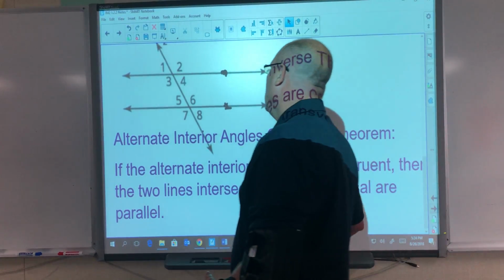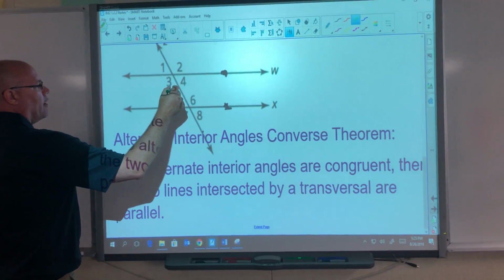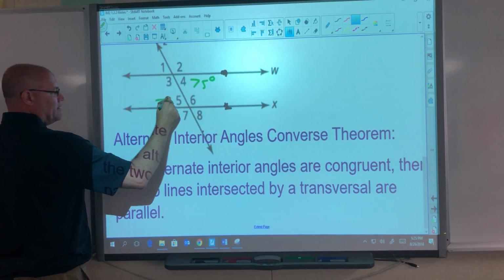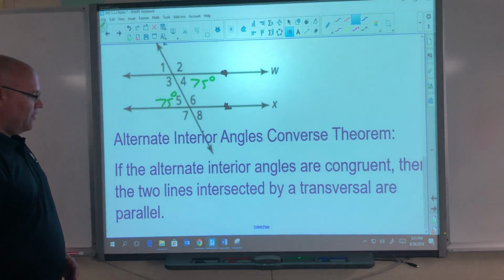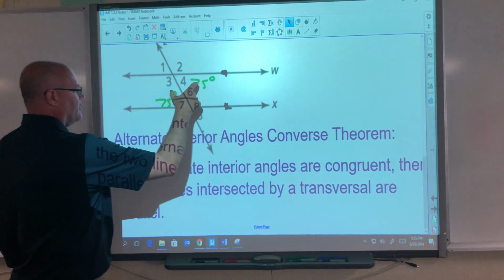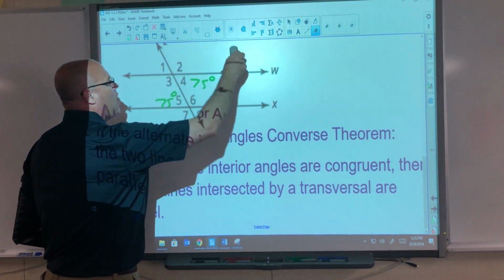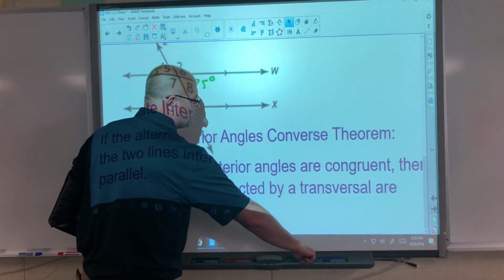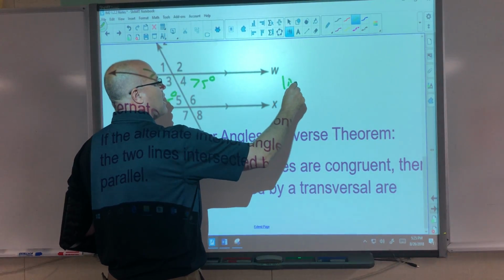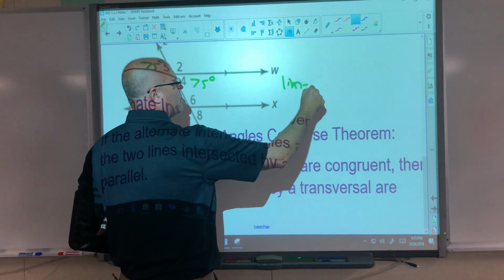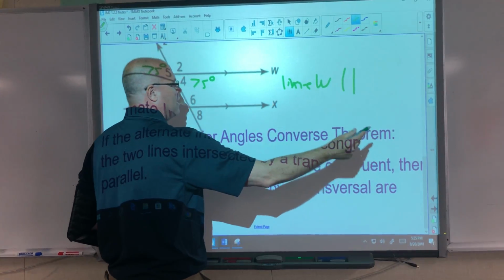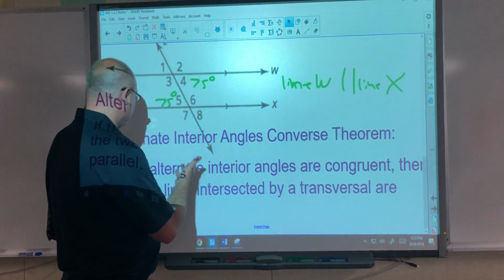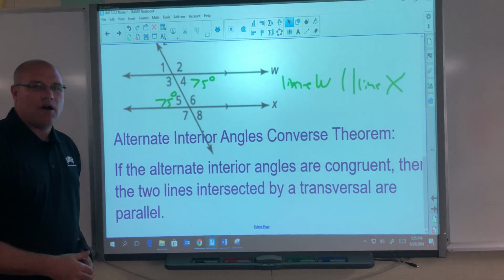So in this example, you'd have that angle 4 is 75 degrees and angle 5 is 75 degrees. So then, since we have that situation where the alternate interior angles are congruent, then we can say, oh, line W and line X must be parallel. So we'd have line W is parallel to line X. Now because of the alternate interior angles converse theorem.